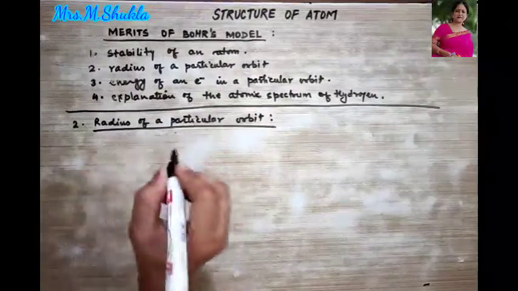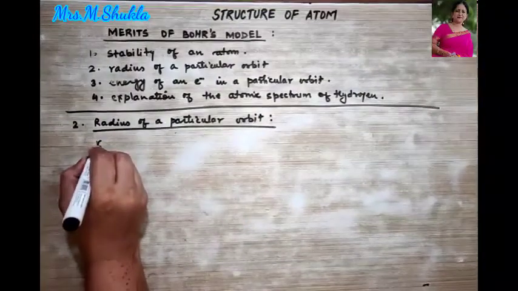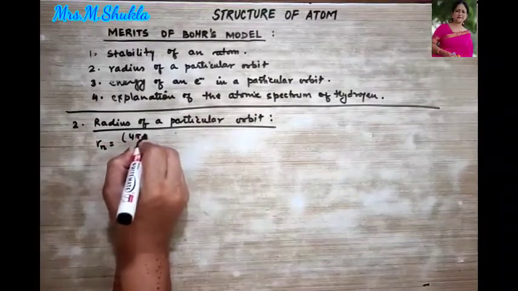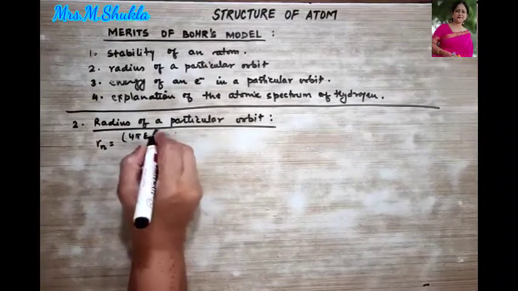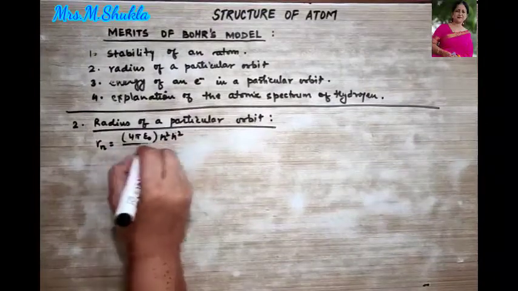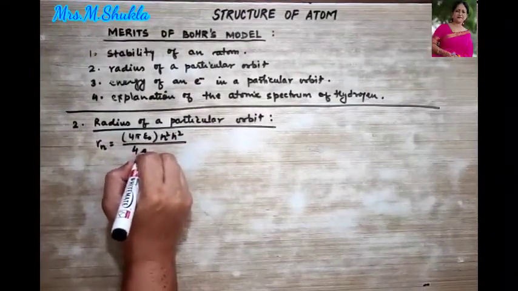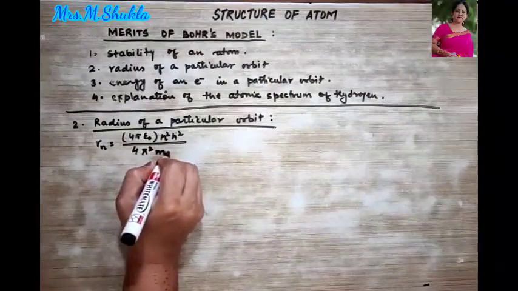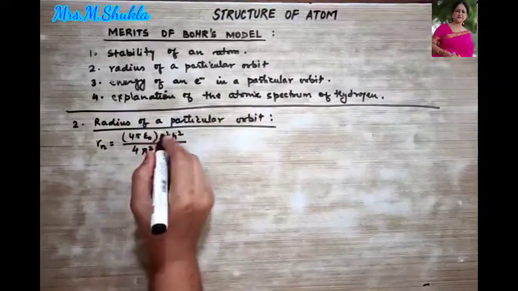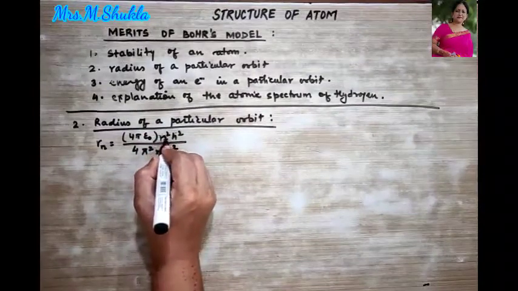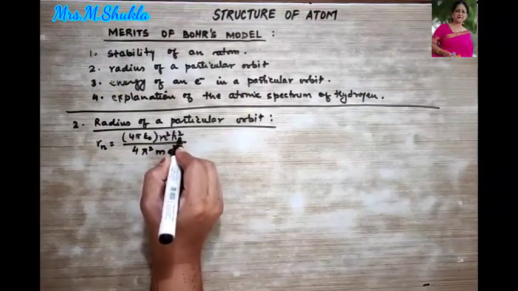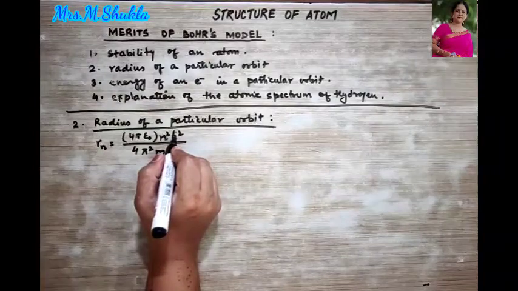So the formula that you have to learn for this is rn = (4πε₀ n² h²) / (4π² m e²), where n is the orbit number, and h is Planck's constant. H is your Planck's constant, right?